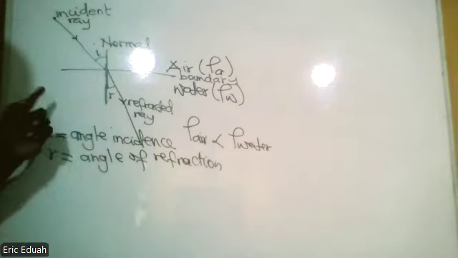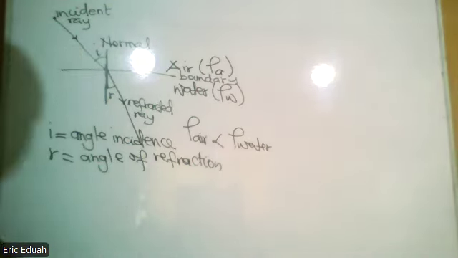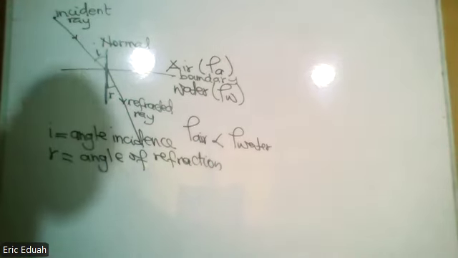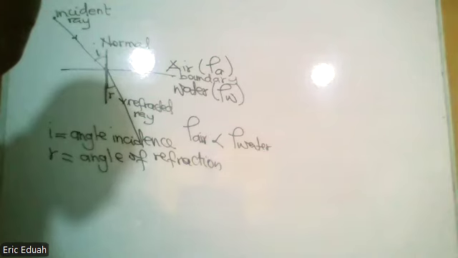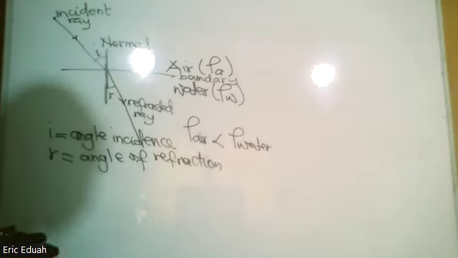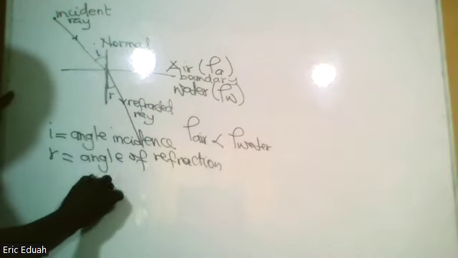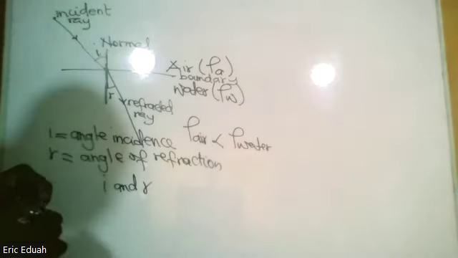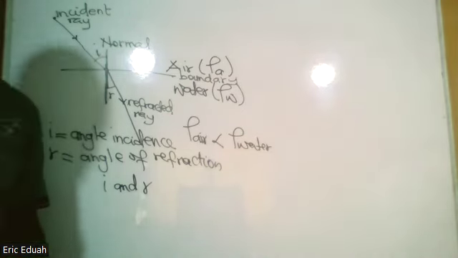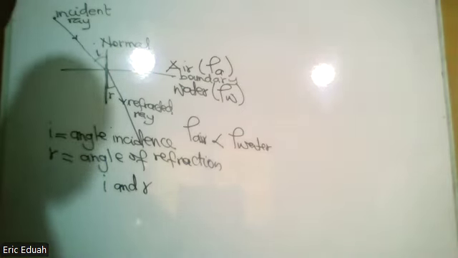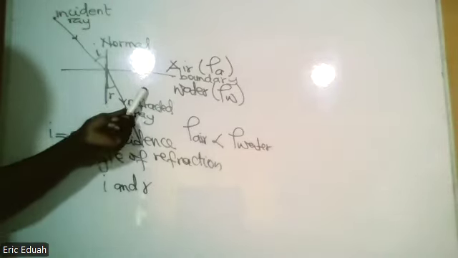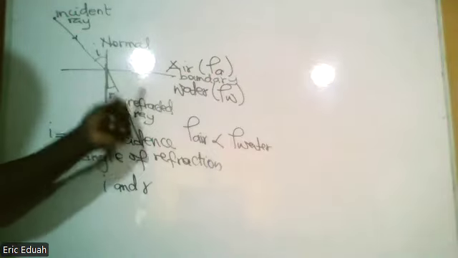Okay. So when light moves from a less dense medium into a more dense medium, the refracted ray is bent towards the normal. Please, any question? The refracted ray is bent towards the normal. What do you think will be the relationship between I and R? Would I be greater or less than R? Yes. Greater. I will be greater than R. Okay. So this deviation is due to the difference in the densities of the two media.